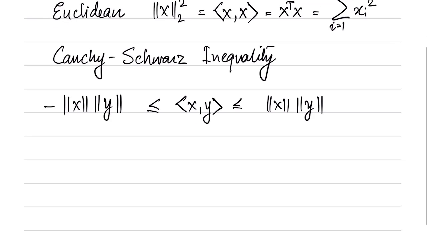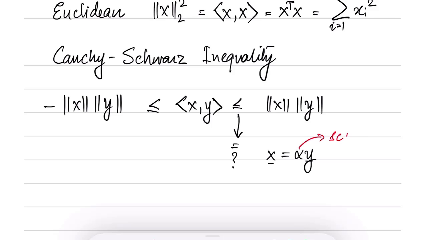And when does the inequality become an equality? So this is an equality if and only if x is of the form alpha times y. So if x and y are vectors, then alpha is a scalar, right? So here alpha has to be a scalar. Whenever the vector x is a scalar multiple of the vector y, then it is an equality.